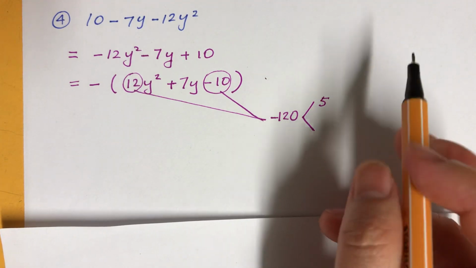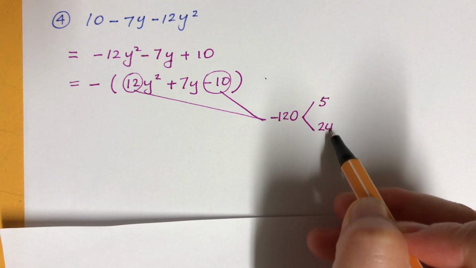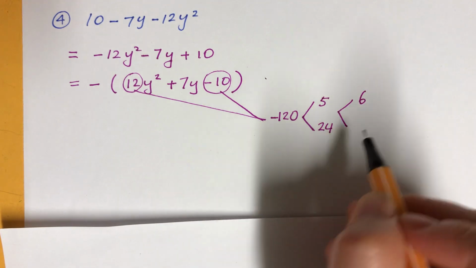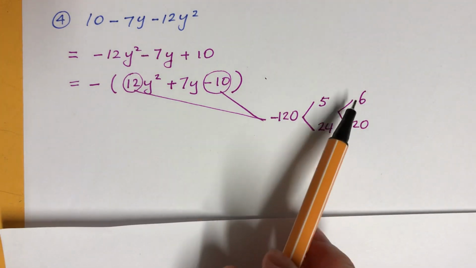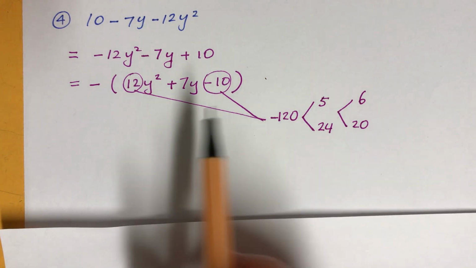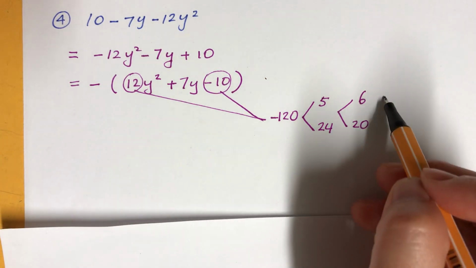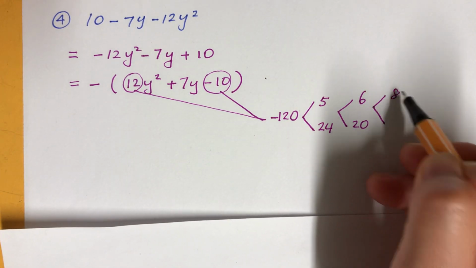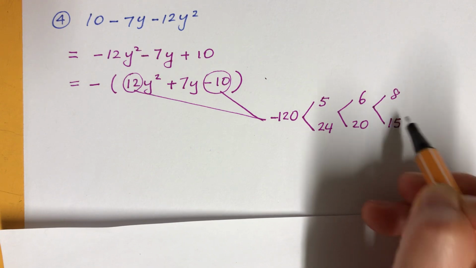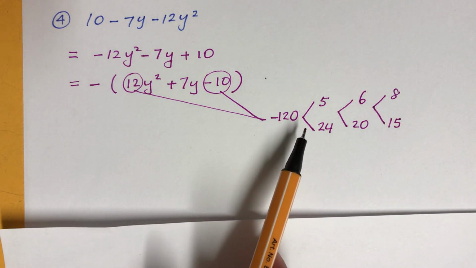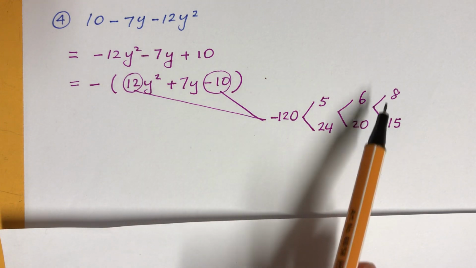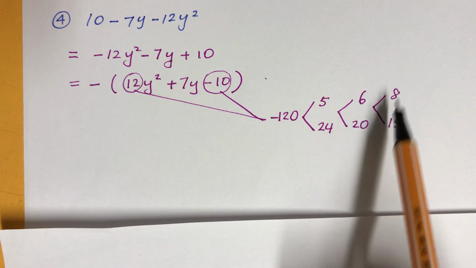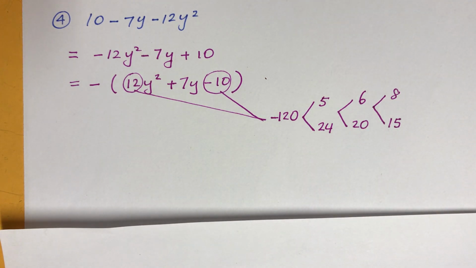And even 5, 120 divided by 5 will be 24, and this is not going to give me 7. So let's continue with the 6. 6 and 20, no. Even if I take it away, it's going to be 14. It's not going to give me 7. There's nothing with a 7. So 8 times 15 will give me 120. And also, look, 15 take away 8 will give me 7. So we have a possible pair of factors that is going to give us the sum of 7.